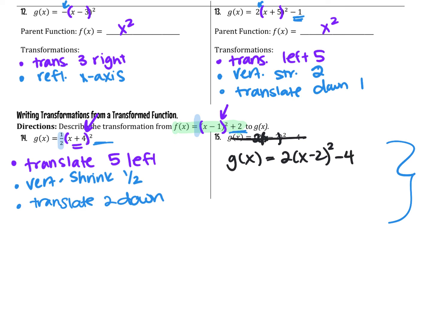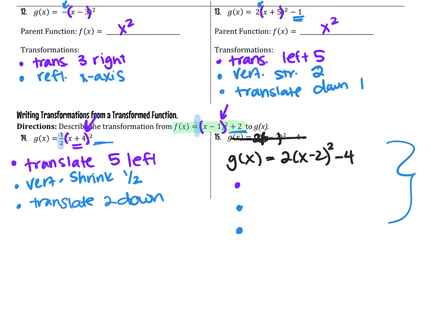So the first thing I want you to do is just identify the differences. So go ahead, pause the video, identify the differences. Okay, now that you've identified the differences, see if you can list out what they are. So I'm going to give you a hint. There's one horizontal thing that's happening, and there's 2 vertical things that are happening. So pause the video and see if you can work through those.